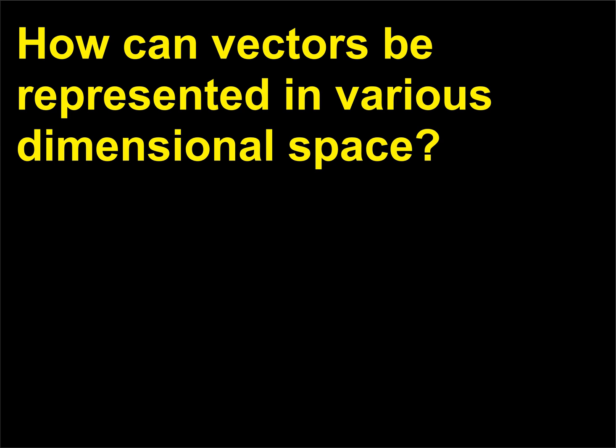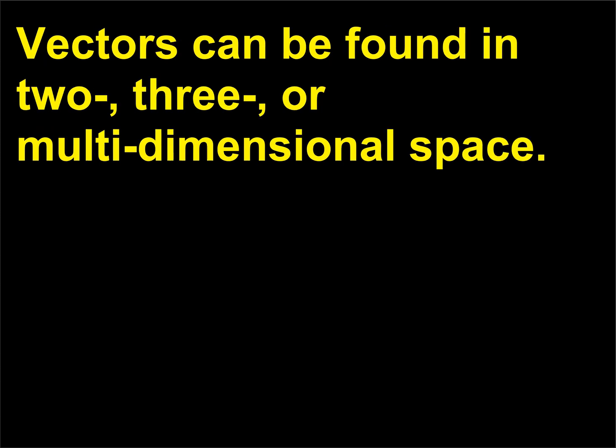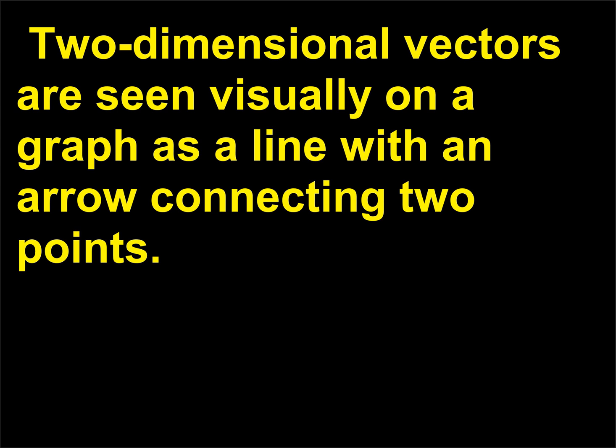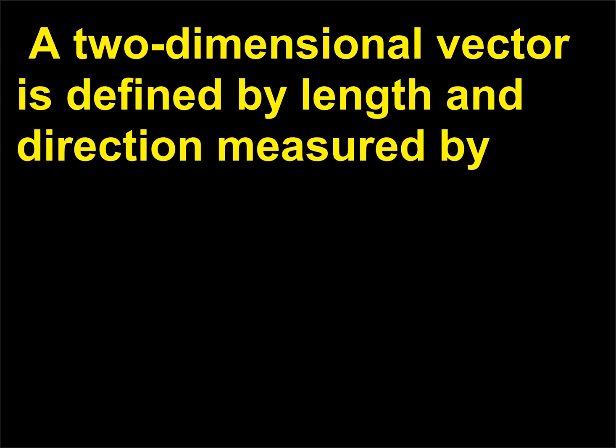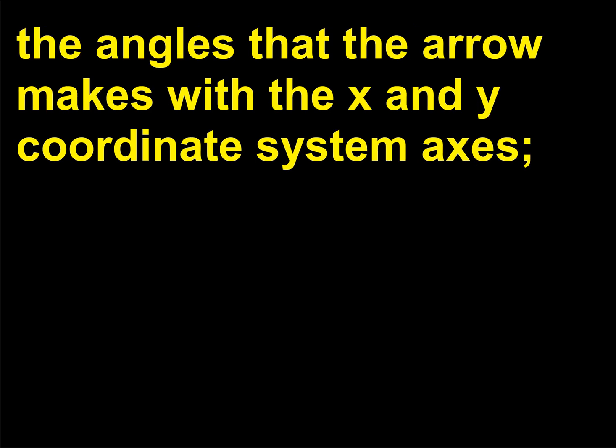How can vectors be represented in various dimensional space? Vectors can be found in 2-, 3-, or multi-dimensional space. Two-dimensional vectors are seen visually on a graph as a line with an arrow connecting 2 points. A two-dimensional vector is defined by length and direction measured by the angles that the arrow makes with the x and y coordinate system axes.